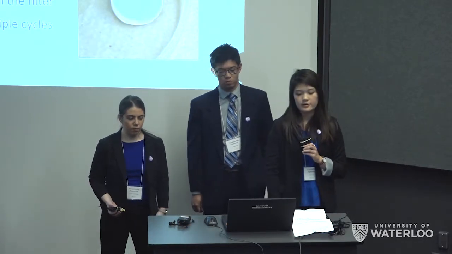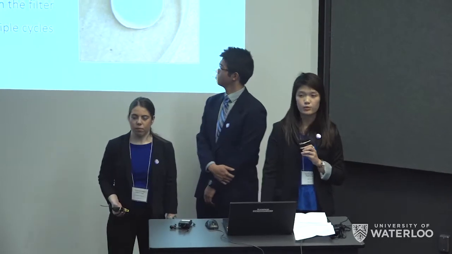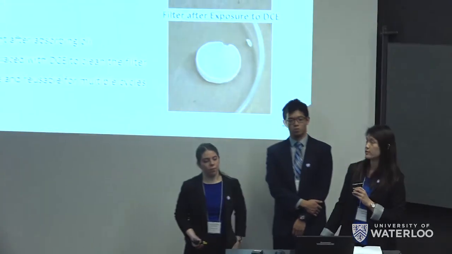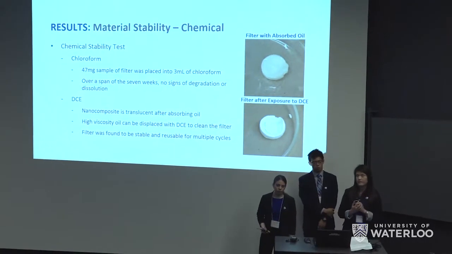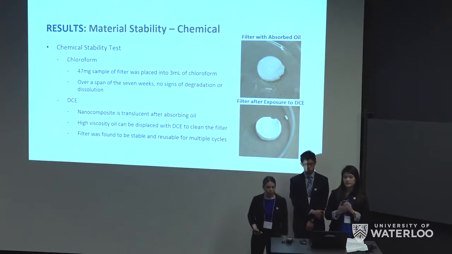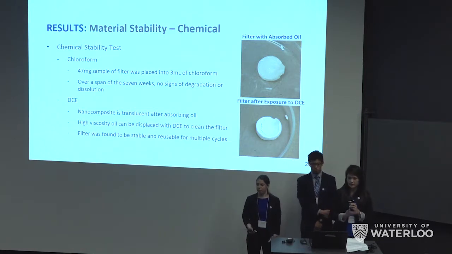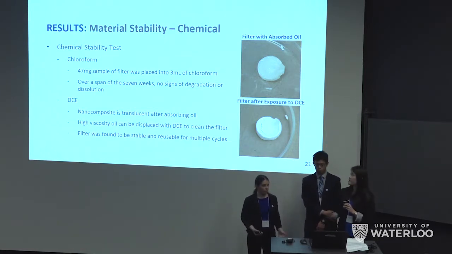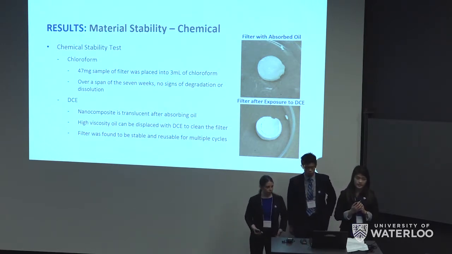Next, for our second and third chemical stability tests, we wanted to make sure that the material would be stable in chlorinated solvents. So we used both chloroform and DCE, which is also known as dichloroethane. For chloroform, it just absorbed the solvent and then sunk to the bottom, which is expected because it is an oil-like liquid. After a span of 7 weeks, we didn't notice any dissolution or degradation.